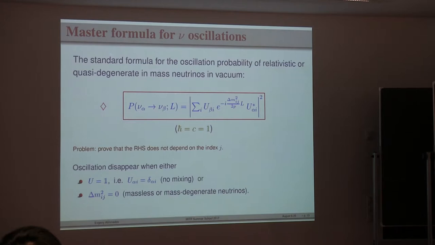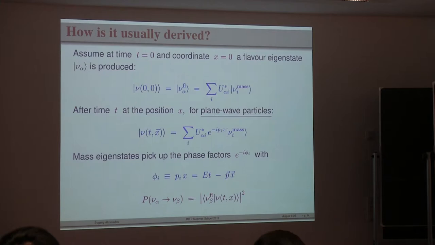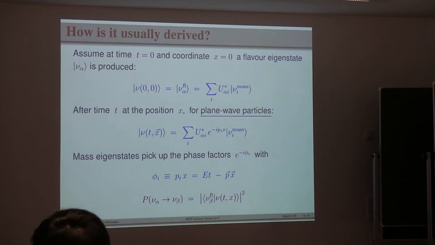Okay, how shall we proceed to calculate the neutrino oscillation probability, the formula which I discussed before? The usual way is the following. We assume that initially we produce a flavor eigenstate alpha, which can be decomposed in terms of the mass eigenstates, as I said. Then we assume that neutrinos can be described by plane waves. And in this case, upon propagating distance x and over time t, we can just put the exponential phase factors for each mass eigenstate, where p_i is the four-momentum of the mass eigenstate i, and x is a four-vector of t and x vector. So the phase here is just given by this expression. It's energy times time minus momentum times x. And then we take the square modulus of this expression.